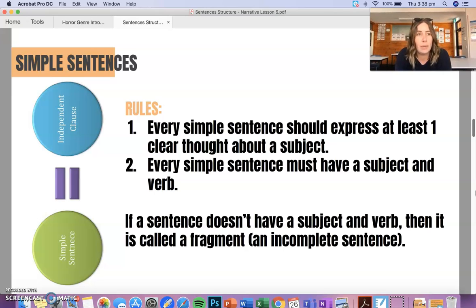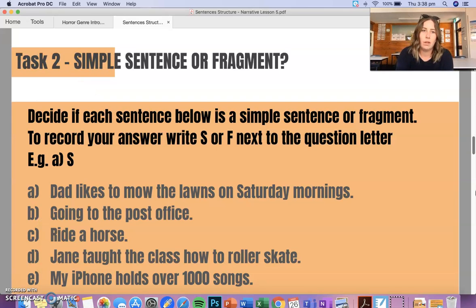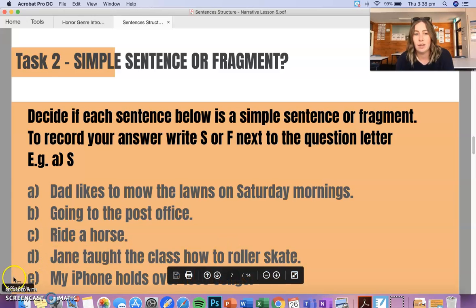So you may have been typing something up in Word and it had like a little blue squiggly line underneath it, and it will say you've written a sentence fragment. It's because you're either missing one of those 2 things. So what I want you to do for task 2 is there are 5 sentences here, and you need to determine whether or not it is a simple sentence or a sentence fragment. And the way that you're going to do that is you're going to record an S or an F next to each one. So just pause the video now and have a crack at that little quick activity.